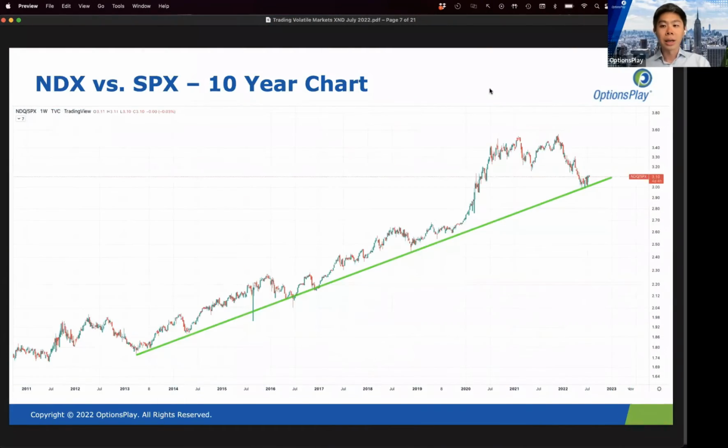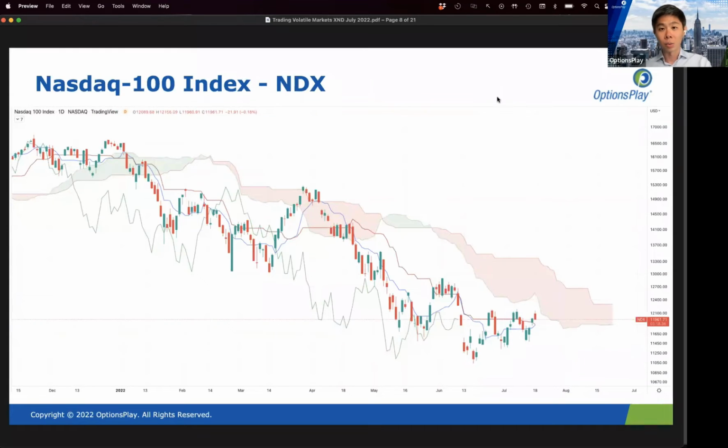The next chart I want to take a look at here is a daily chart of the Nasdaq-100. So before we were looking at the weekly chart, now we're taking a look at the daily chart. The daily chart, as you can see here, we're currently trading just into that cloud model. So this certainly is more of a bearish tone.